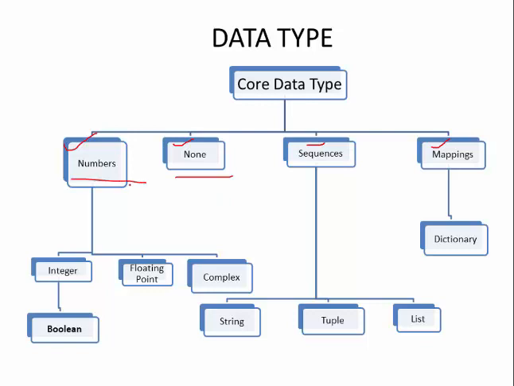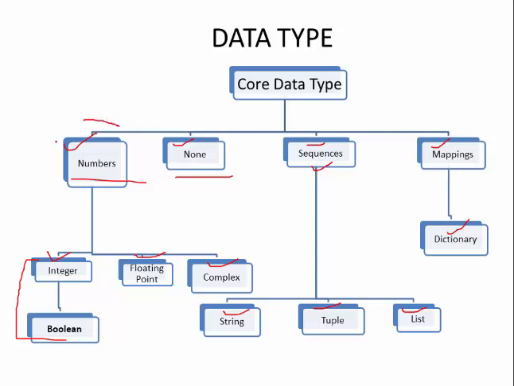If we talk about numbers, numbers are divided into different subtypes: integer, floating point and complex number. And integer has one more subtype, that is boolean. If we talk about sequences, we will learn about the string, tuple and list, and for mapping there is one data type, that is dictionary. In this video we will be learning these data types in some more detail.